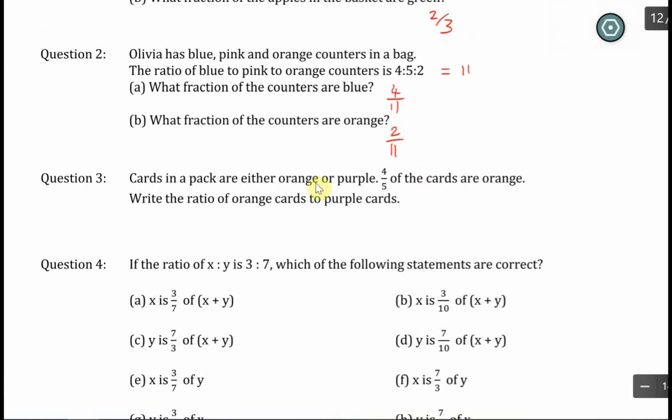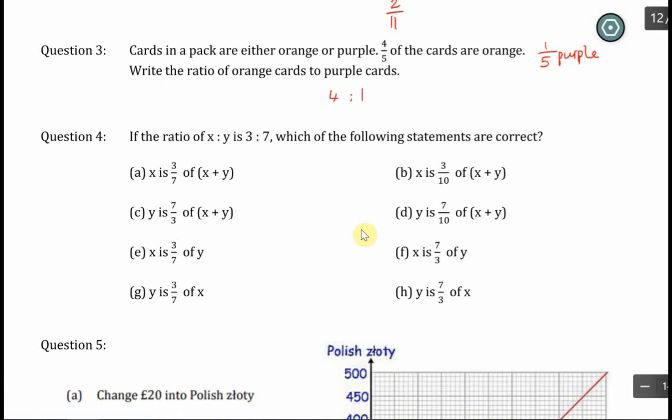Cards in a pack are either orange or purple. 4/5 are orange, so 1/5 would be purple. Right, the ratio, this time we're going from fraction to ratio. So we're just going to look at the numerators here. We've got 4 oranges to every 1 purple. So 4 to 1 is the answer. And if you think backwards, the way we've done question 1 and 2, that would give 5 parts, 4/5 orange, 1/5 purple.